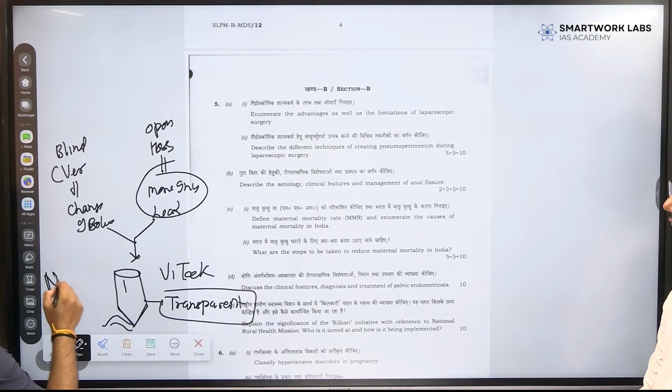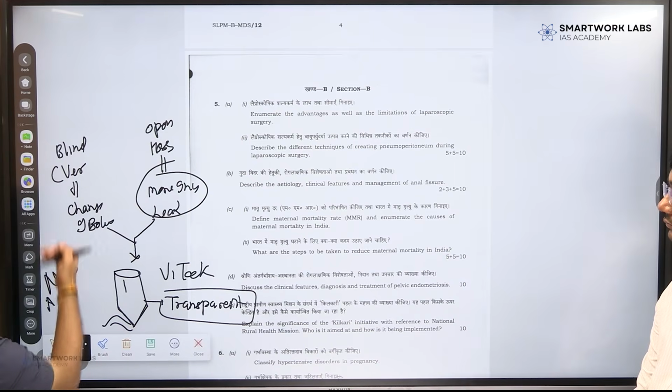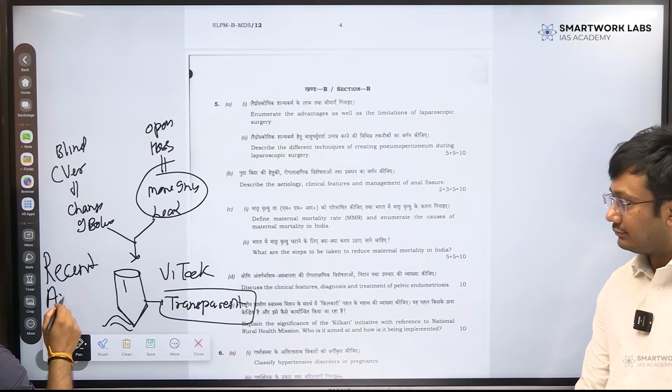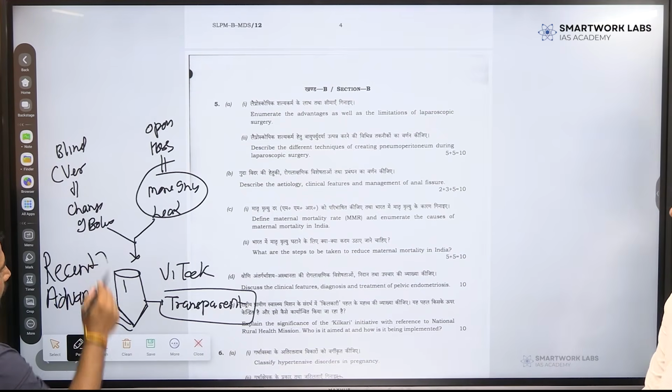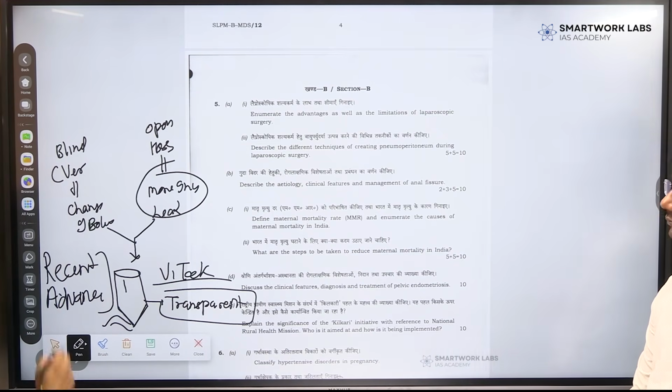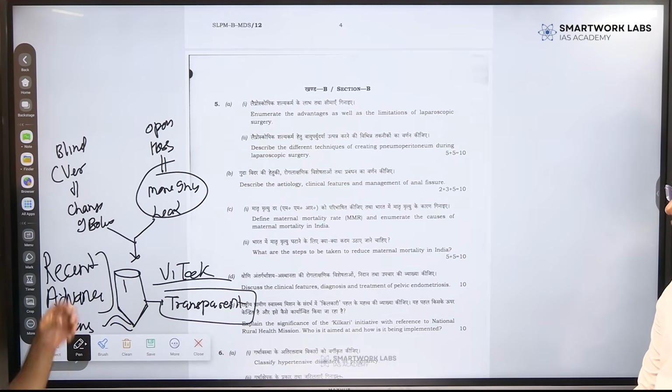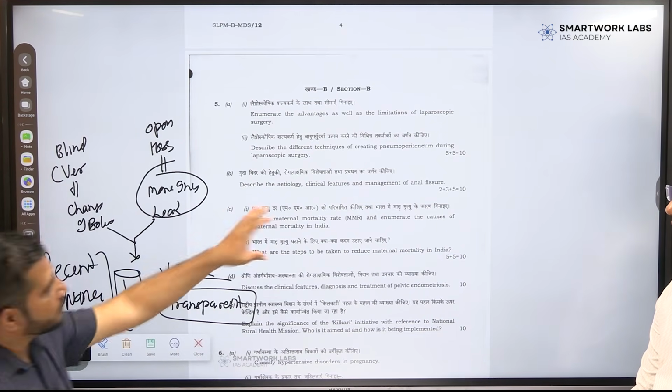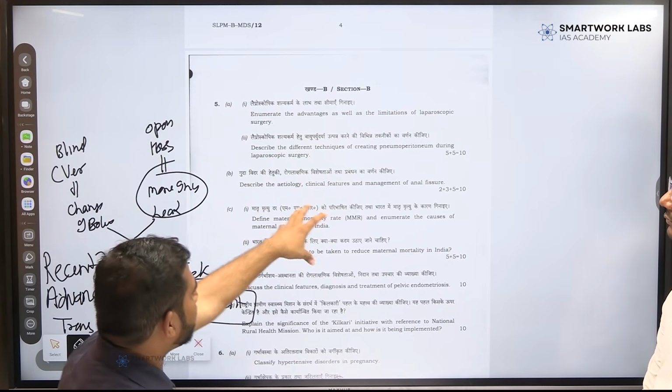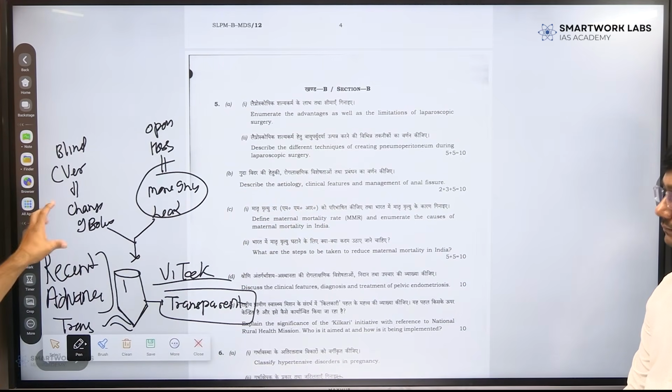So this is the new technique I am telling you, the recent advance. What are the recent advances? So the recent advance is vision trocar or transparent trocars. So this is the first key: how to create the pneumoperitoneum, what the laparoscopic technique is, what the blind, what the open. In blind, modifications like Palmer's space you can use, and for the open technique Hasson and its drawbacks. So this will now give you the conclusions.